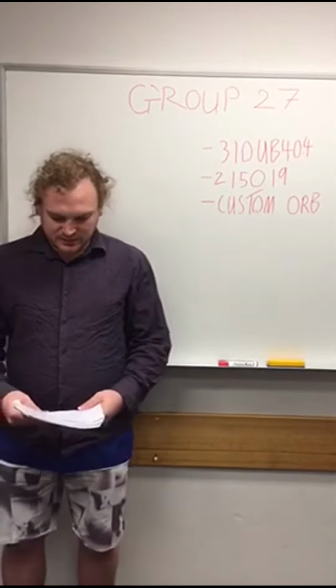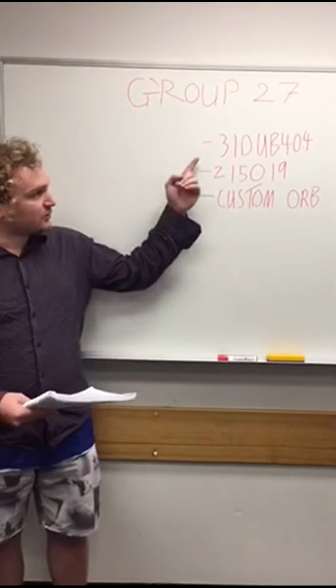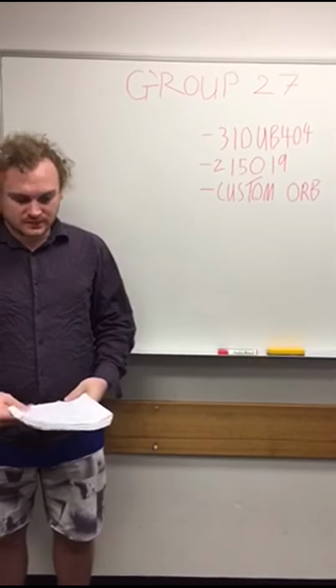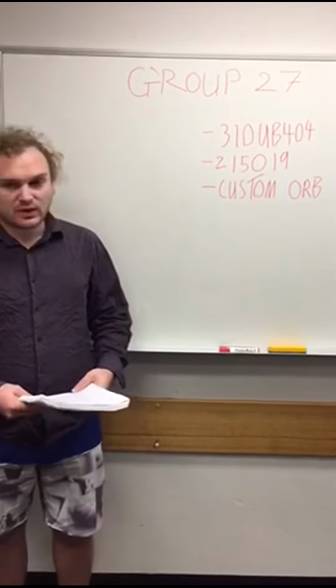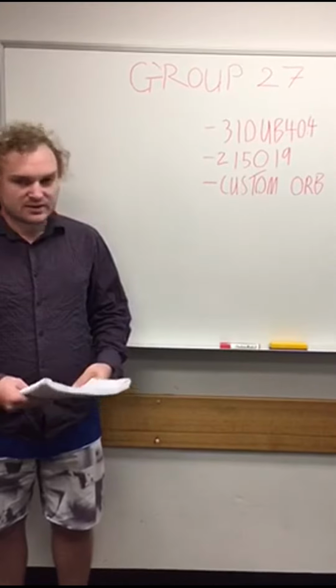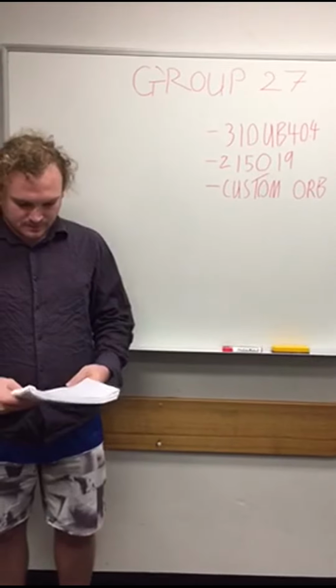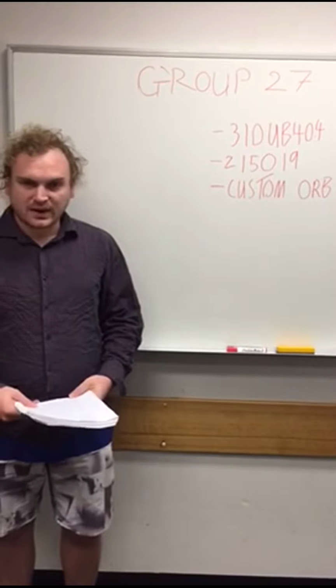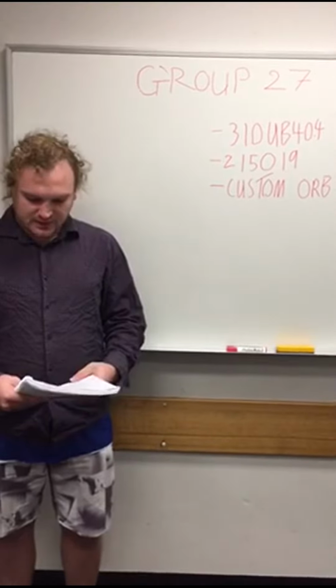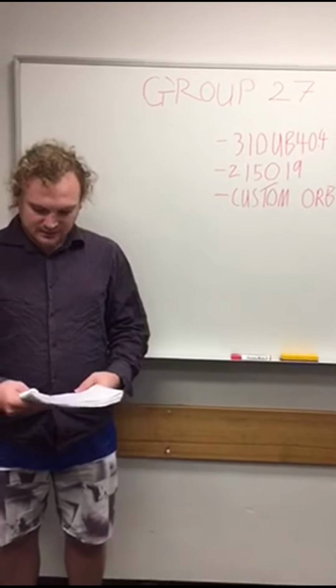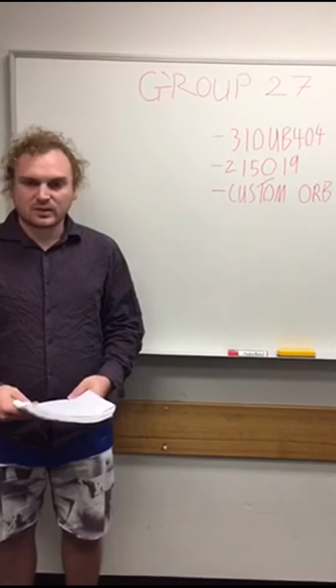Our initial design was tested using 310 UB 40.4 rafters and columns, Z15019 purlins, and custom orb roof sheeting. These, however, will require tests to identify which will sufficiently and safely, as well as economically, hold up the building.